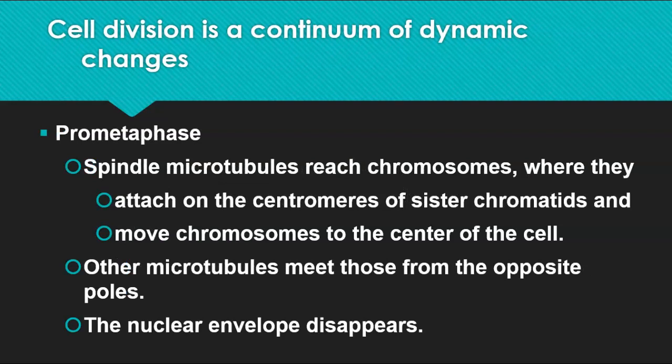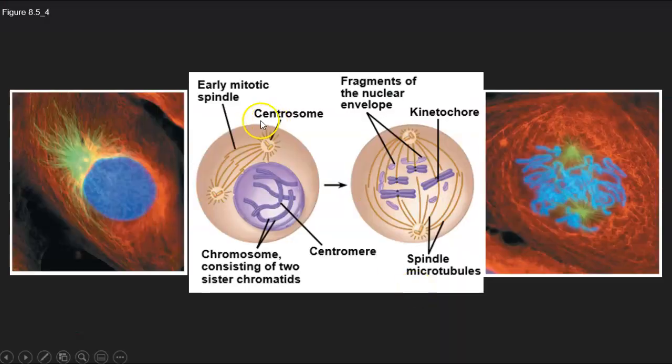In prometaphase, as we continue on toward metaphase, the microtubules are going to reach the chromosomes and attach to the centromeres of the sister chromatids and start moving the chromosomes to the center of the cell. The nuclear envelope disappears, and other microtubules meet the ones from the opposite poles, and so they form a whole structure.